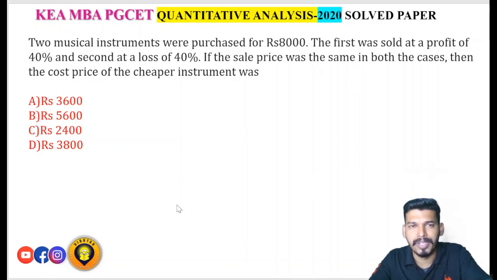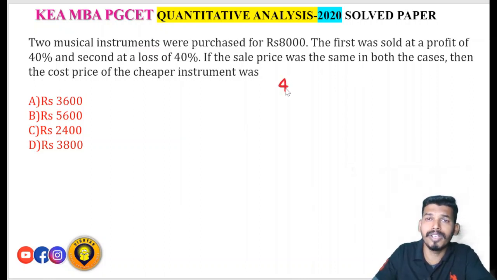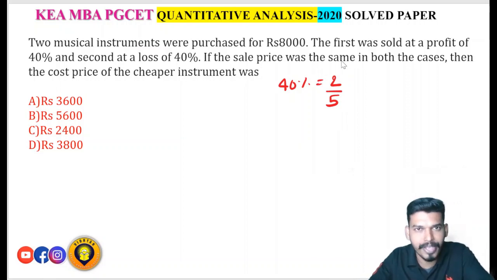Okay. So, nimge ratios gottide anta andre, if you know the ratio, percentage to ratios gottide anta andre, then you can solve this question very easily. You don't require any formulas or anything. If you know how to convert this, what is 40% in terms of ratio, easily you can find the answer. How? Solpa basics nimge gottidre aitu. 40% andre eno? 40% andre, in terms of ratio, it is 2 by 5.